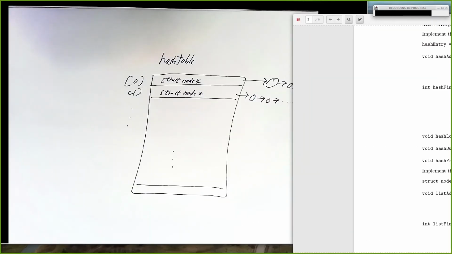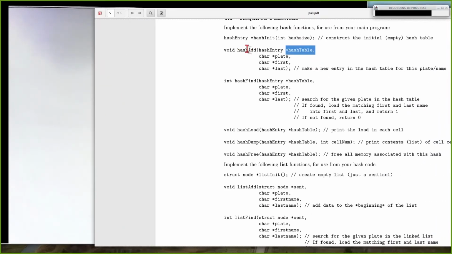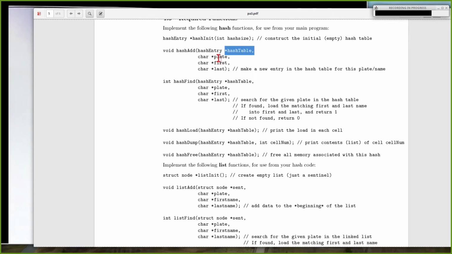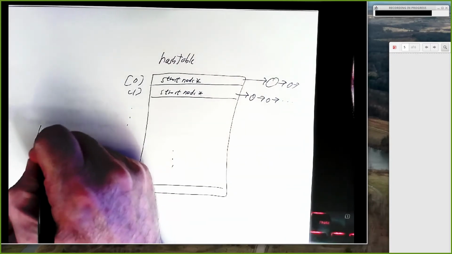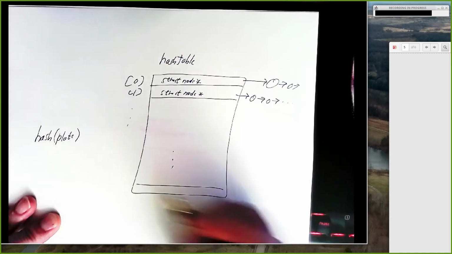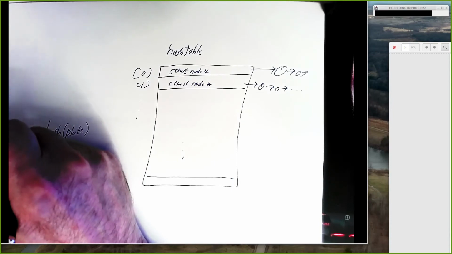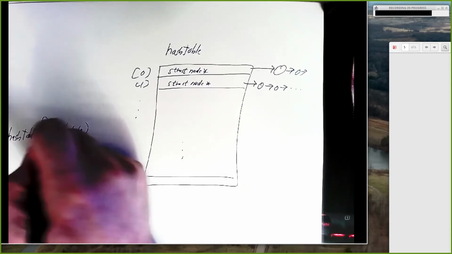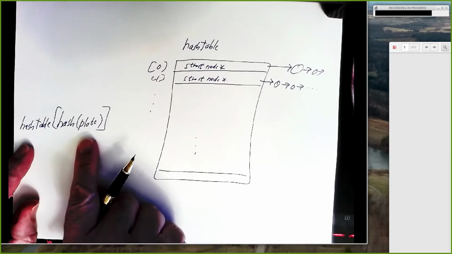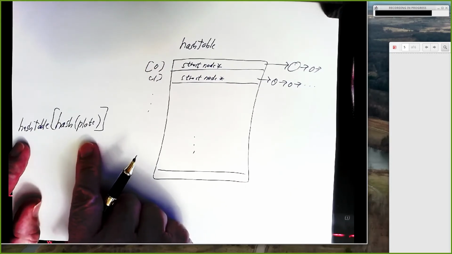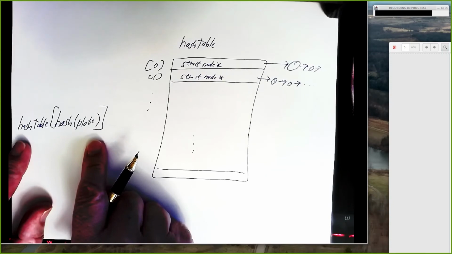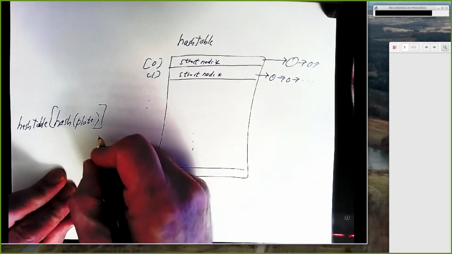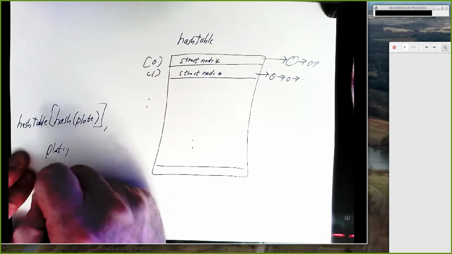The package of hash functions, your hash.c, has this code in here, which will, when you want to add something to your hash table, take the plate, run it through your hash function, and that's the index in your hash table. This is a sentinel node. And if I'm trying to add some information associated with this plate, this would be the first argument to listAdd. That's the sentinel node I pass to the listAdd function, along with the plate and whatever the first name is and the last name.